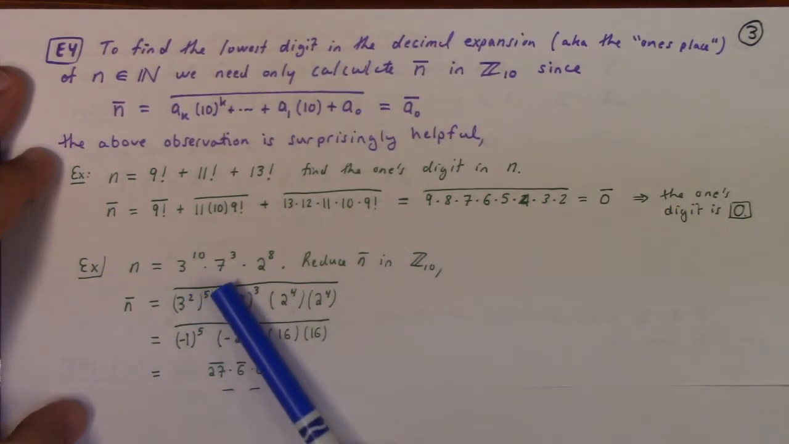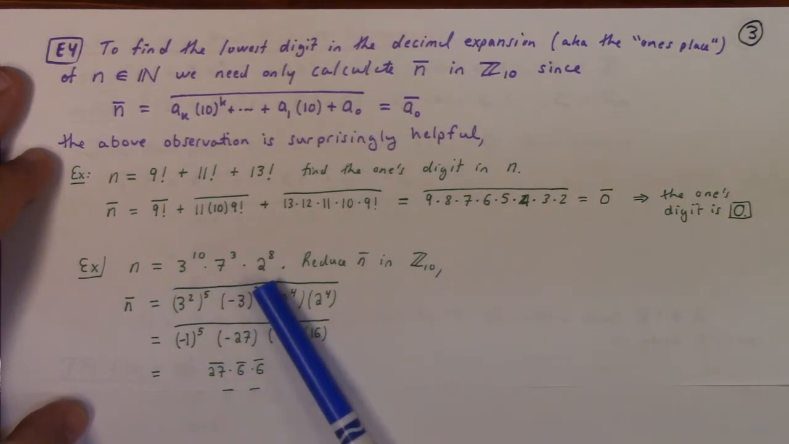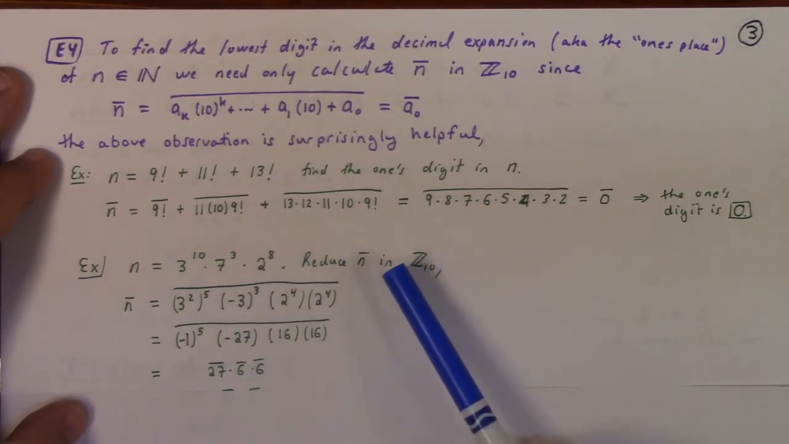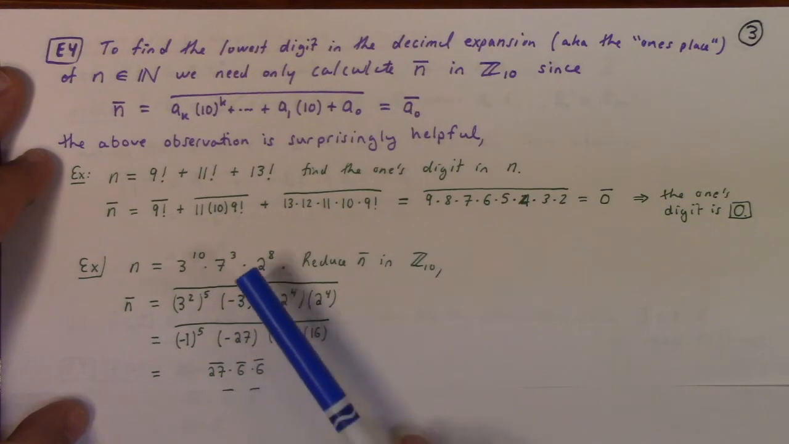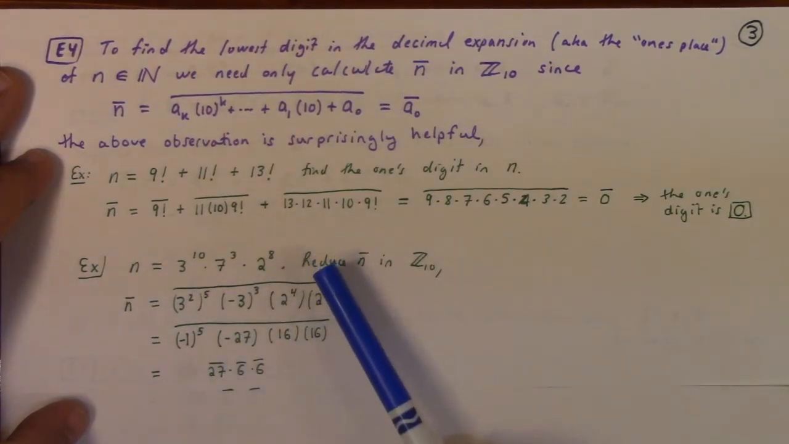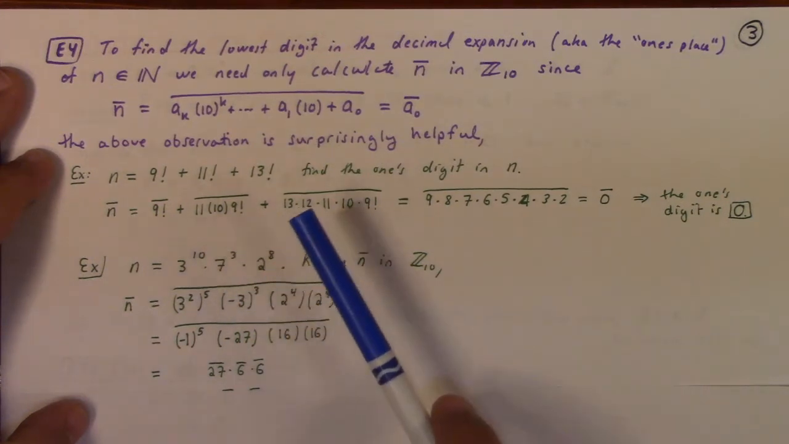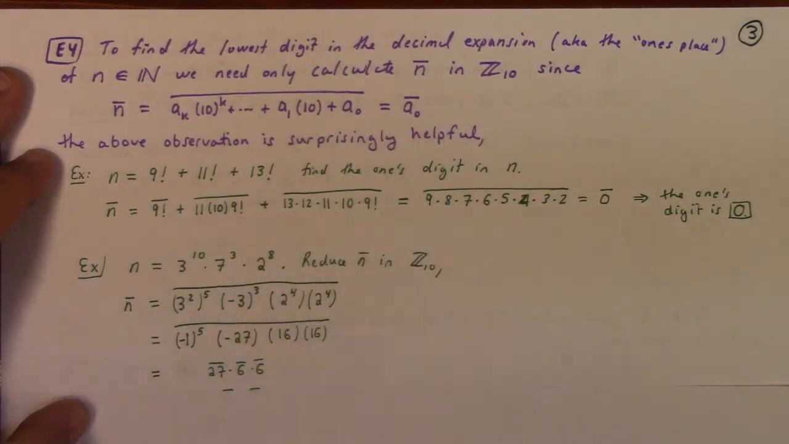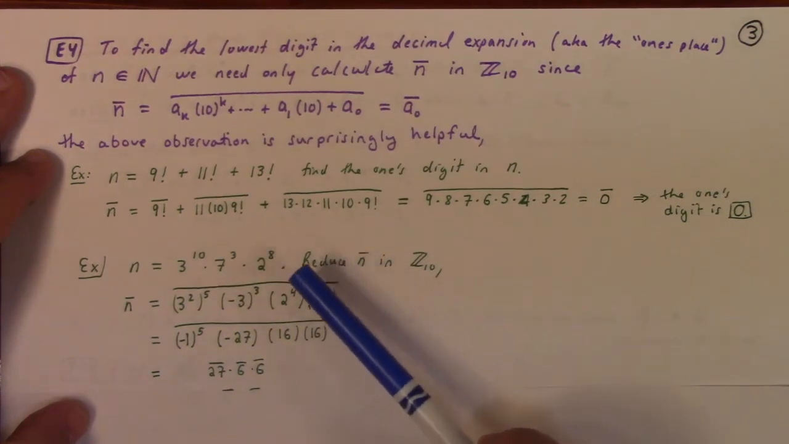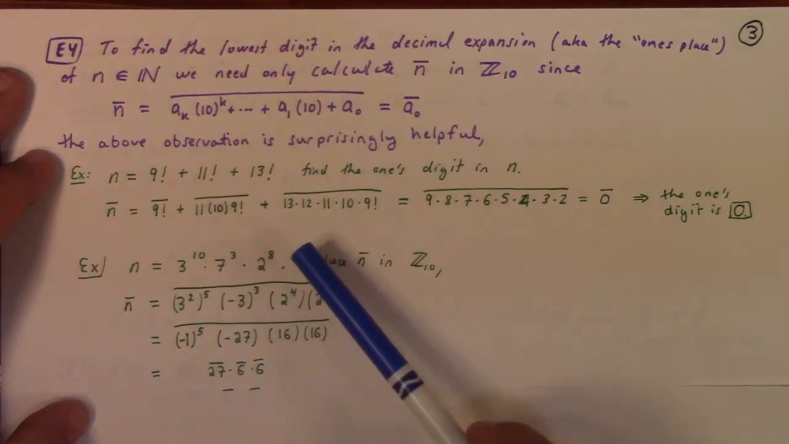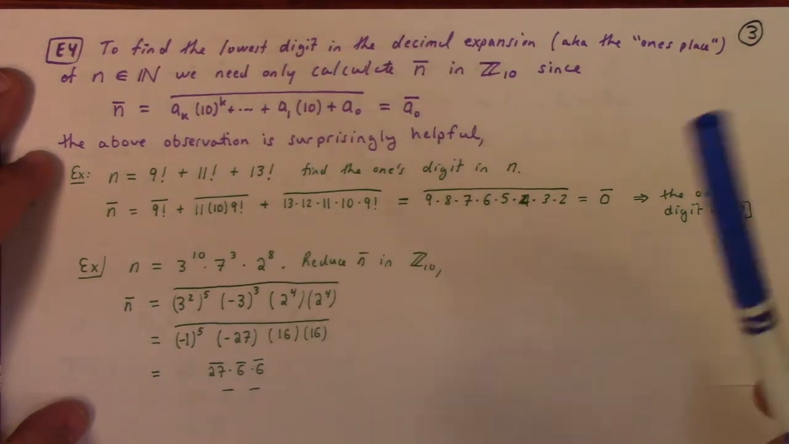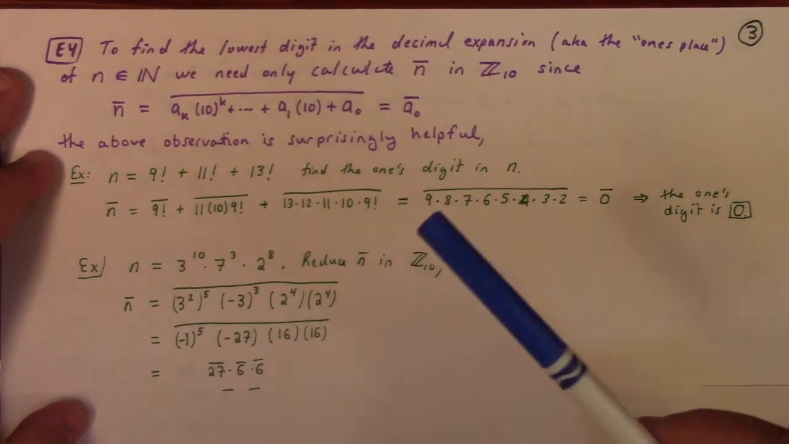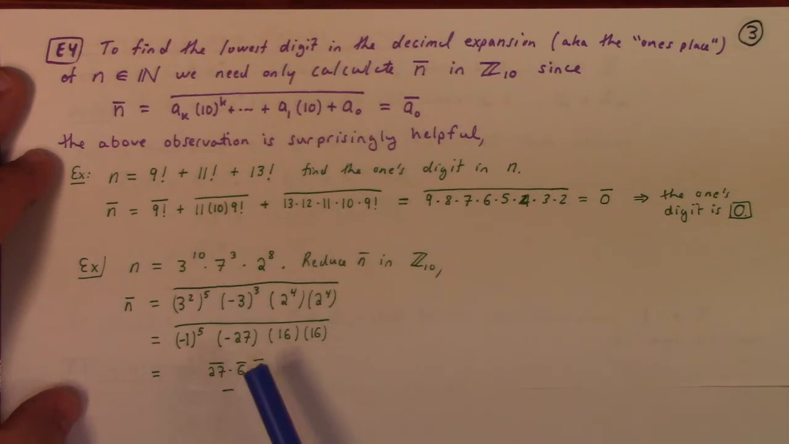3 to the 10th, 7 to the 3rd power, 2 to the 8th. Let's find the ones digit. So we're going to reduce mod 10. So I've got 3 squared to the 5th, get my 3 to the 10th. Now 7 is minus 3 mod 10, right? So I can change that 7 to minus 3 to the 3rd. And 2 to the 8th is 2 to the 4th times 2 to the 4th. I'm not sure why I'm doing that. I just mess around sometimes.